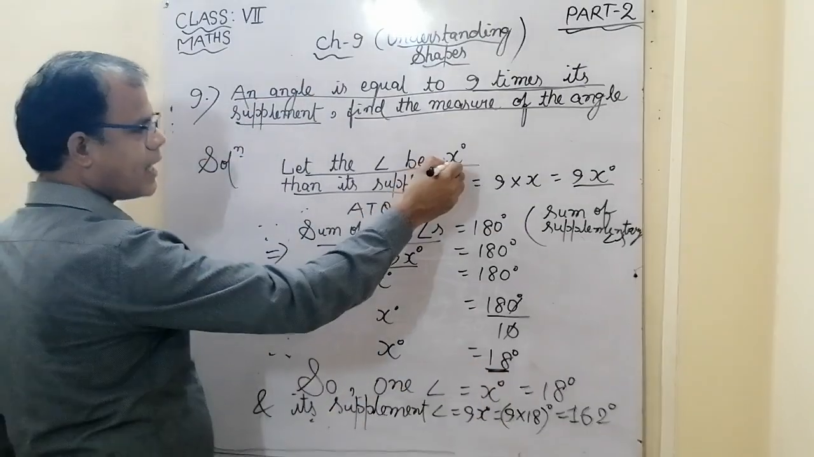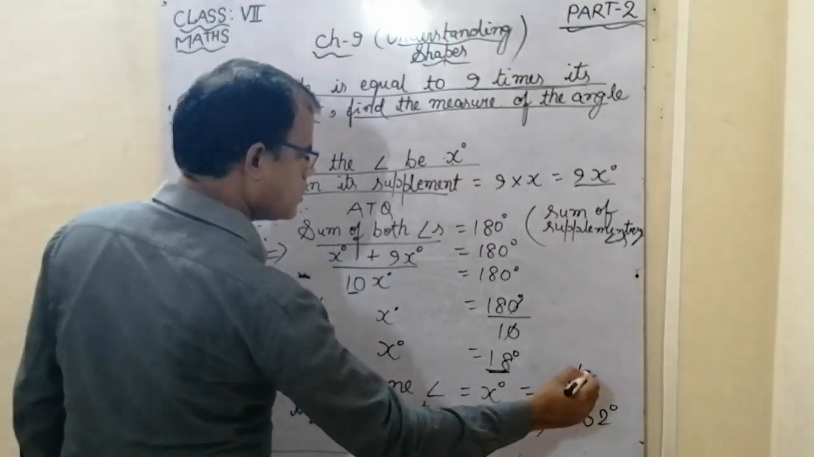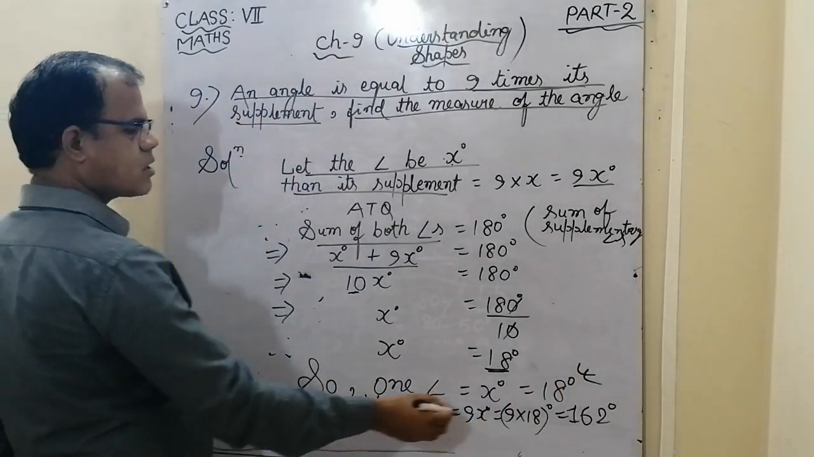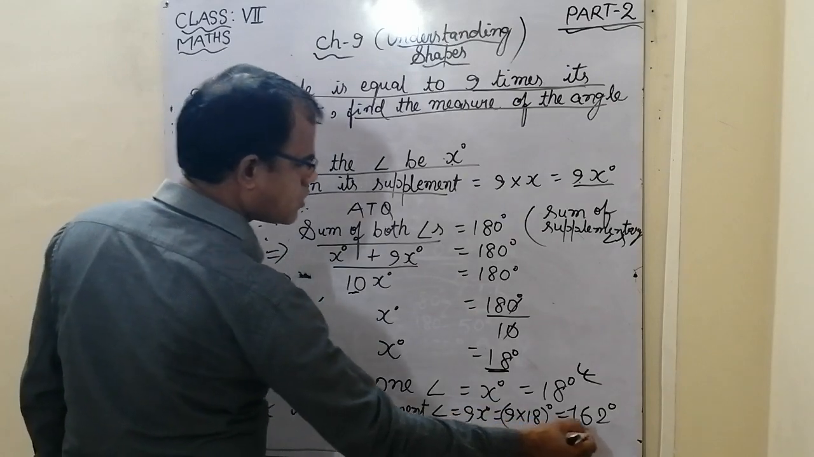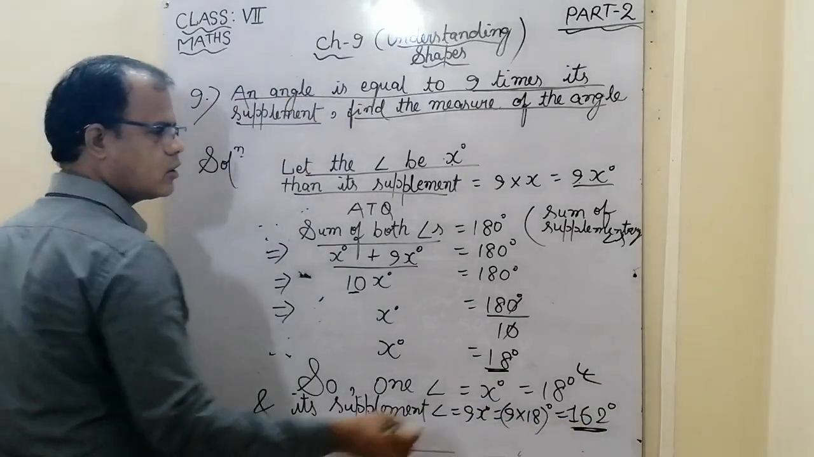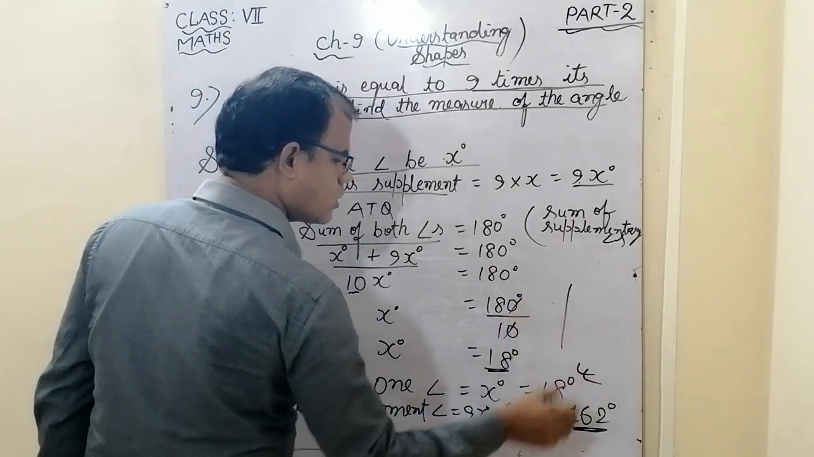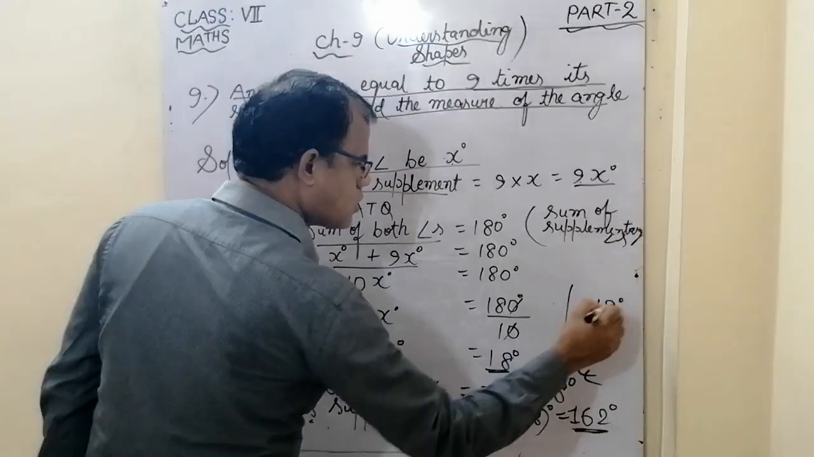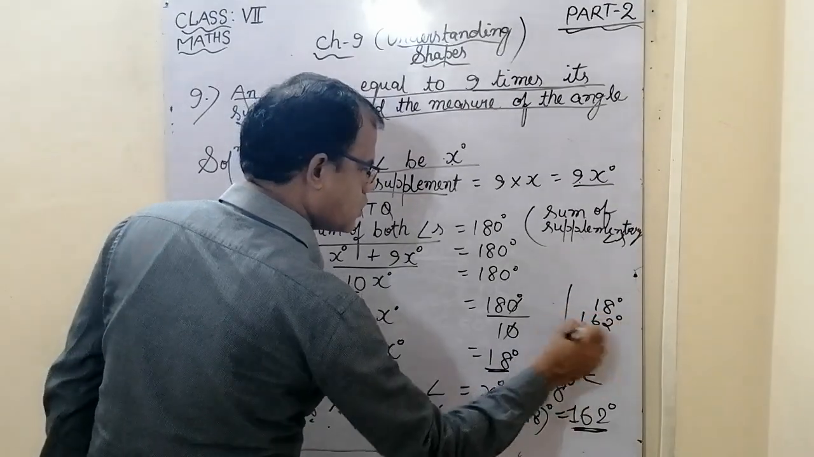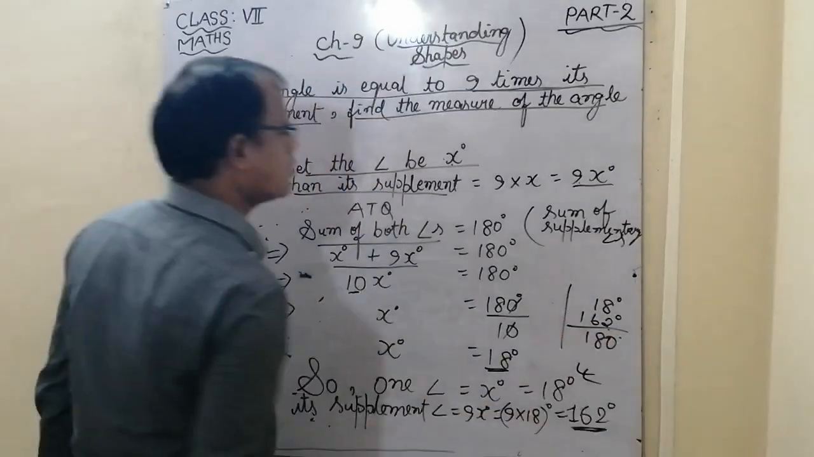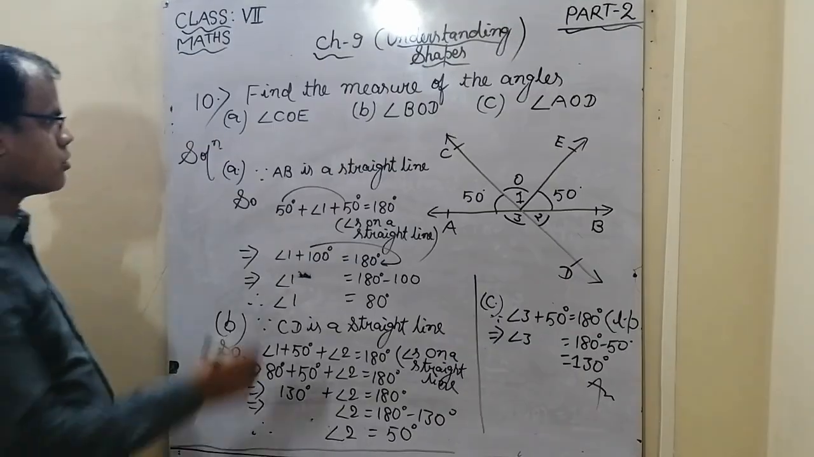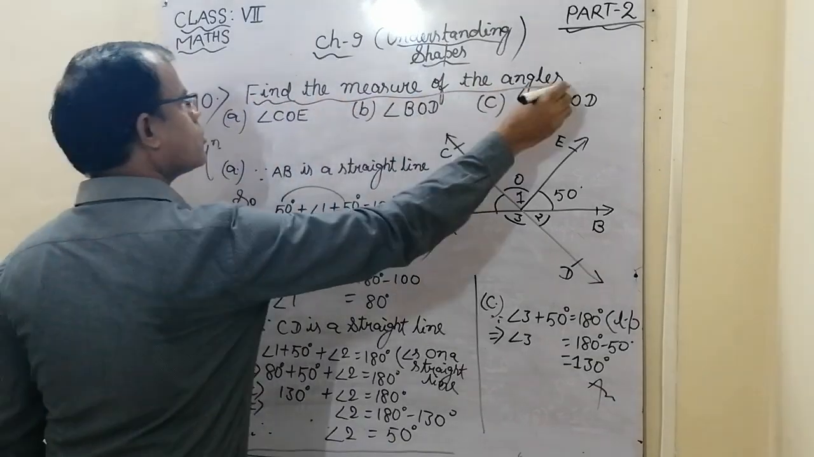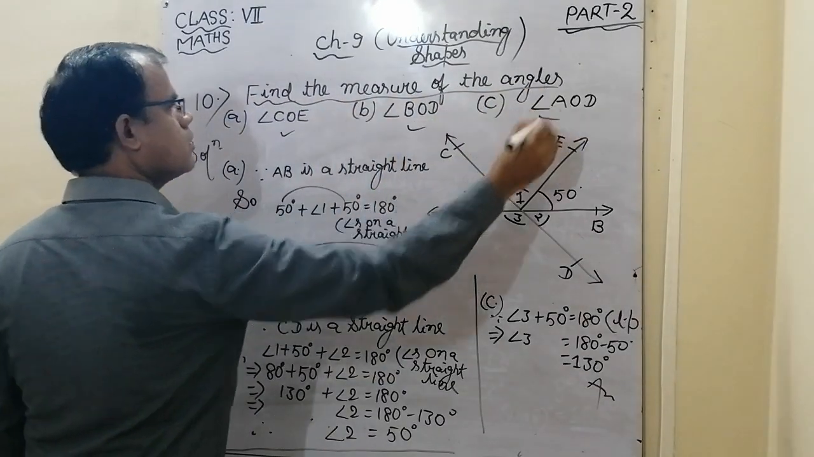So the first angle x is 18 degrees, and its supplement is 9x degrees, so 9 into 18 is 162 degrees. And for checking, you can add this 18 degrees and 162 degrees, and it becomes 180 degrees. Okay, yes student, next question: find the measure of this angle, this angle, this angle.